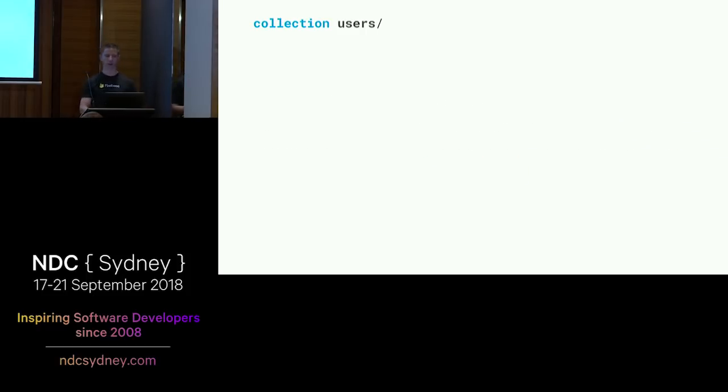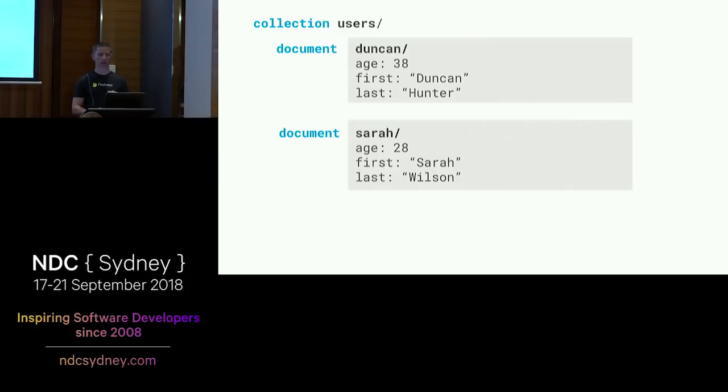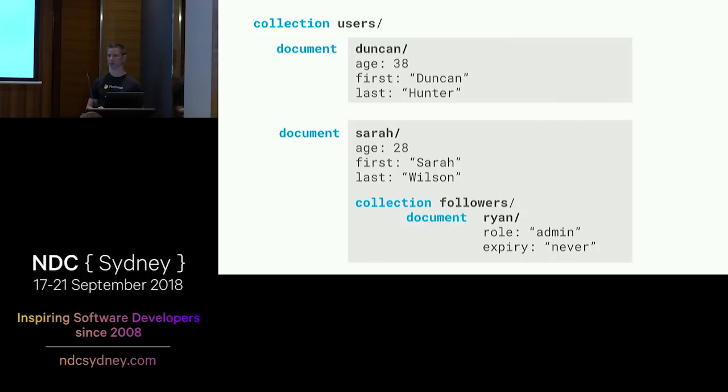So it looks like this. You're going to have a collection of users. If you're used to Mongo or something like that, this will look familiar. So I've got collections, documents, collections, documents. I've got a collection of users, for example, and then I could have a single document underneath that collection of Duncan. Then another document of Sarah. But Sarah might have her own sub-collection of followers. And inside that collection of followers, I have another document that's Ryan.